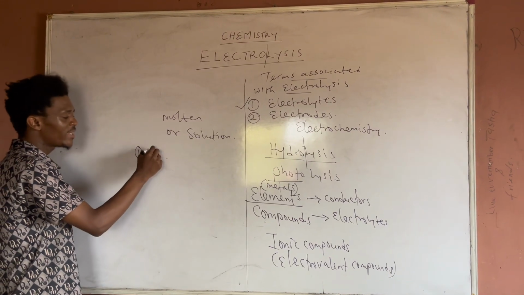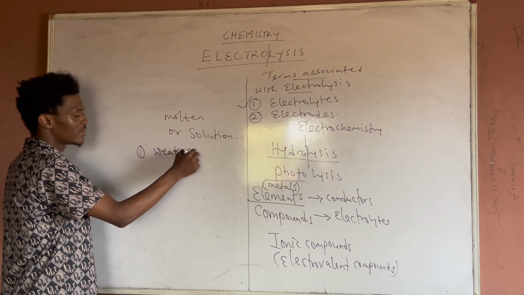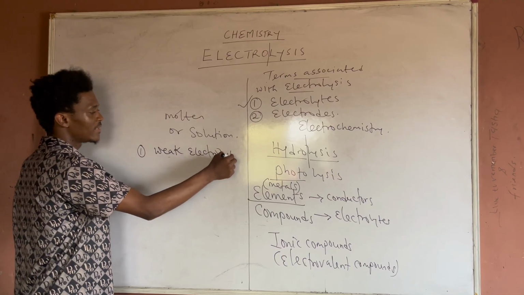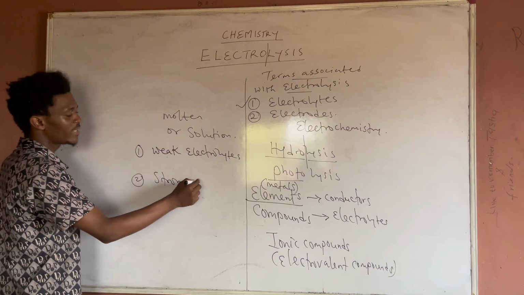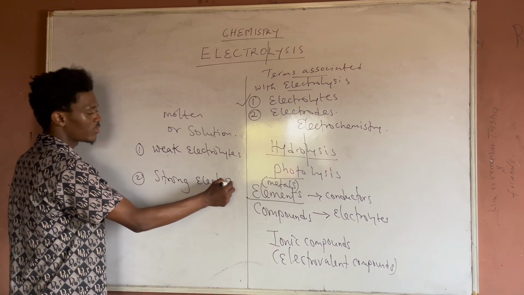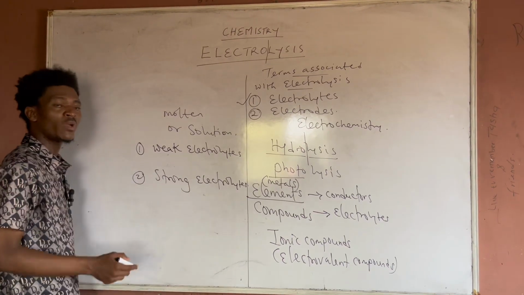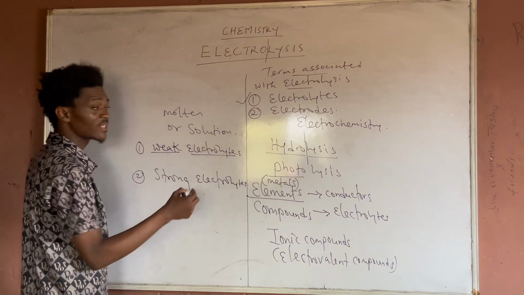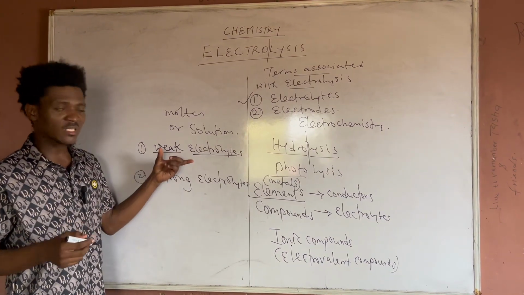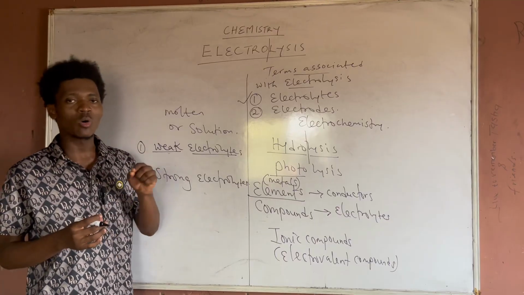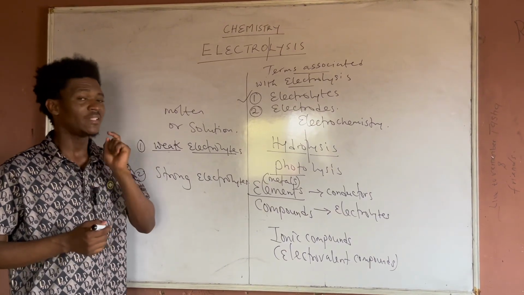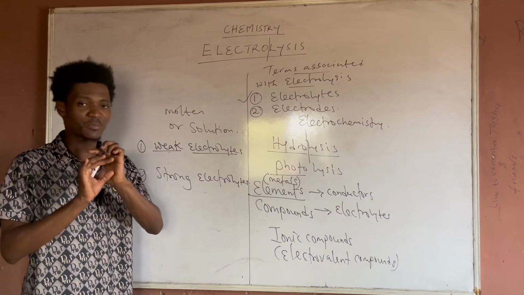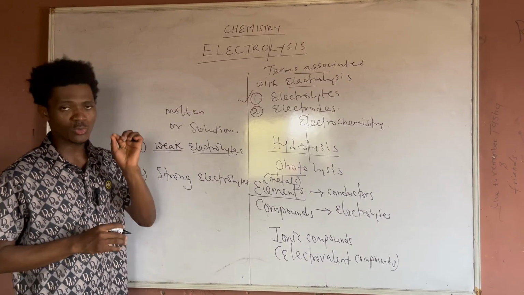All right. So looking at electrolytes, there are two types of electrolytes. One, we have the weak electrolytes, and we have the strong electrolytes. Weak electrolytes, by the word weak, what does that mean? It means they are compounds that dissociate or ionize partially in solution. They are compounds that split partially in solution.